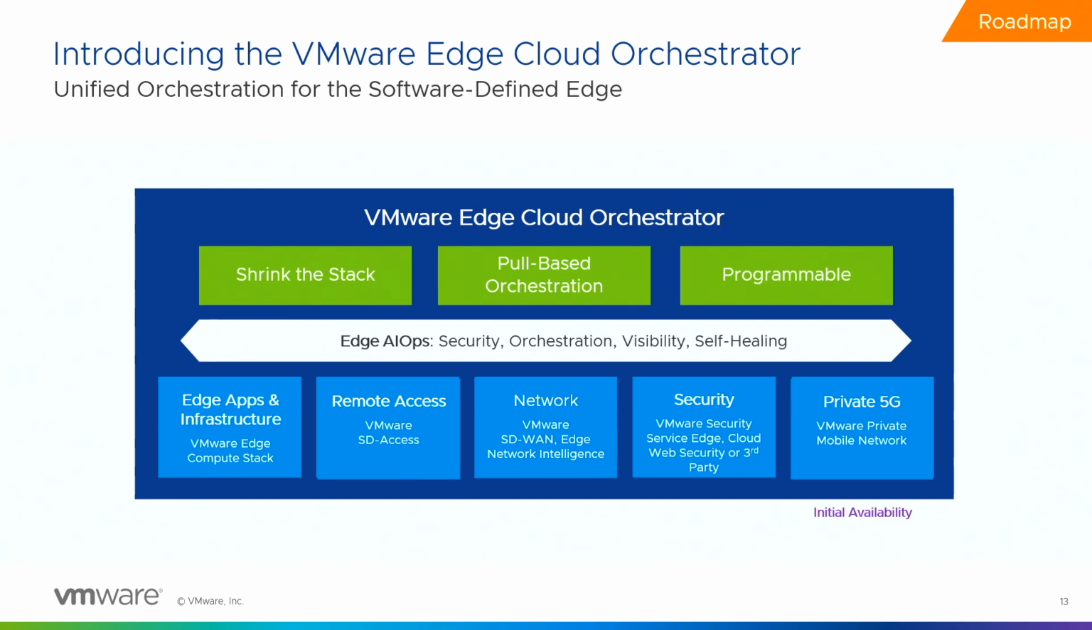We want you to be able to do lifecycle management. We want you to be able to deploy, let's just say, VMs for inferencing, for AI/ML. And so from there, it is now going to be essentially an orchestrator of orchestrators, if you will. With VECO, you can have an SD-WAN orchestrator as essentially a service on there, along with private 5G, as well as Edge Compute Stack.